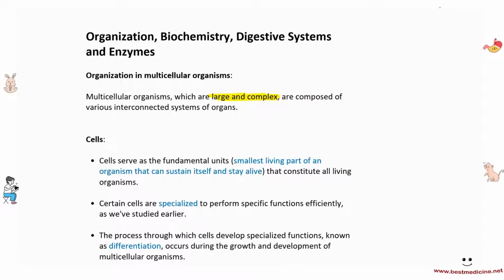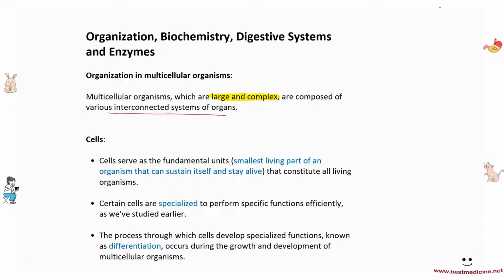Organization in multicellular organisms. Remember multicellular organisms like plants and fungi and animals, right? These are large and complex, which means that these are composed of various interconnected systems of organs. For example, in humans, we've got the heart, the muscles, the brain, the small intestines, the large intestines, all of those. So those organs actually come from groups of cells called tissues. And tissues, of course, would come from cells.